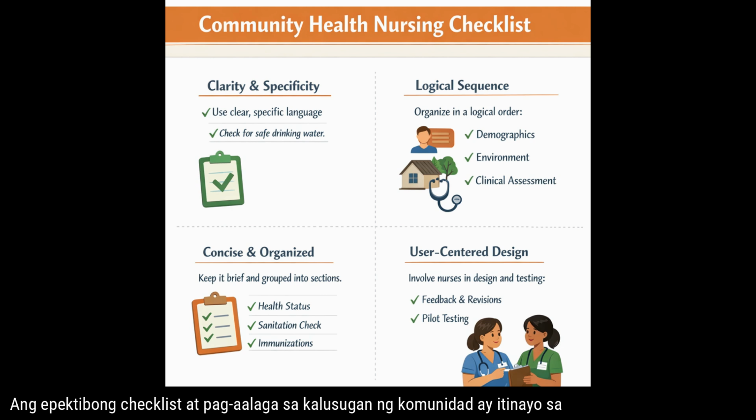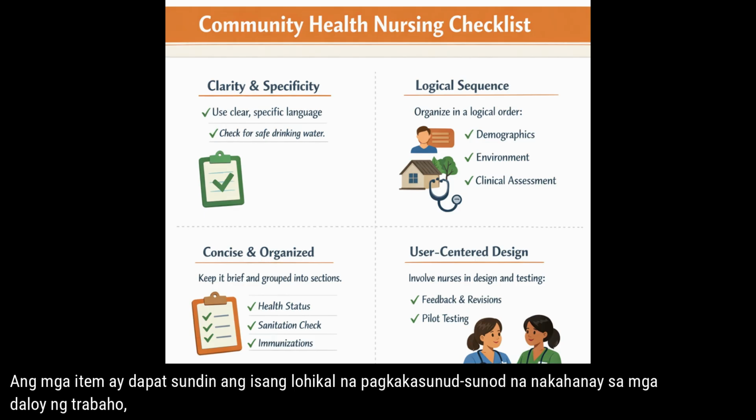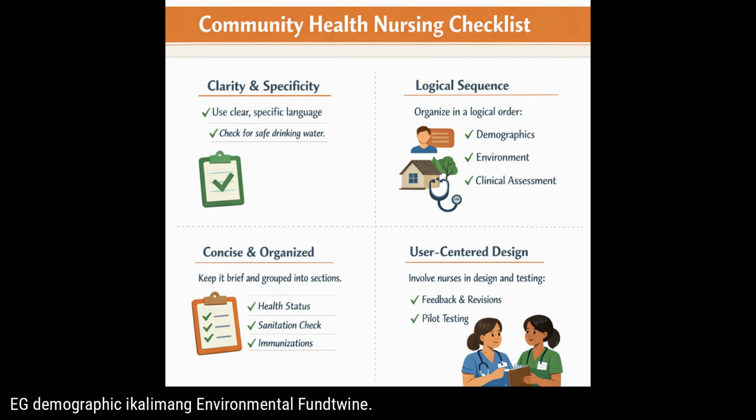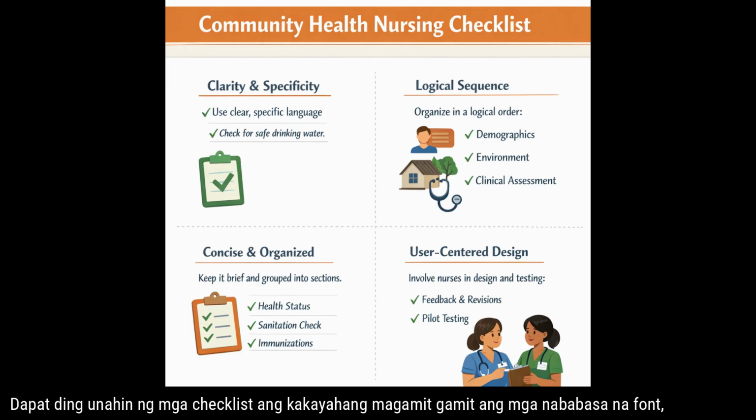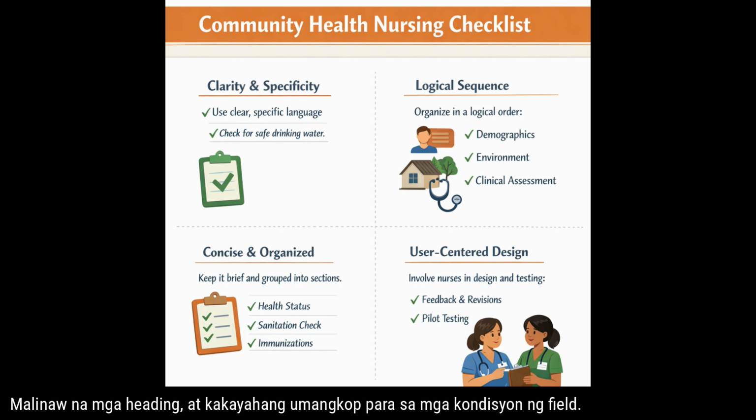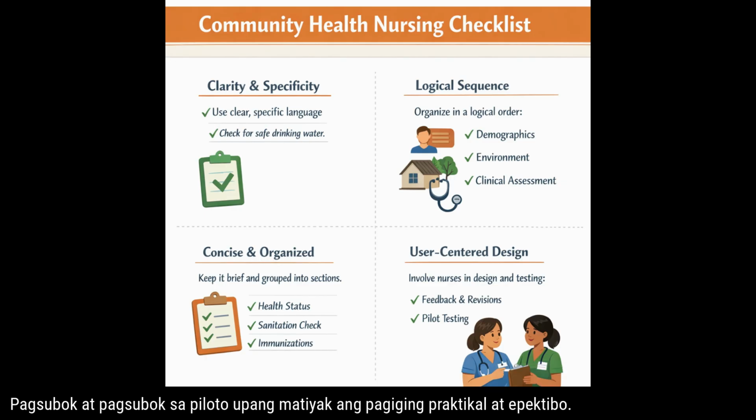Effective checklists in community health nursing are built on key principles to ensure usability and reliability. Clarity and specificity are crucial, using clear language like "check for safe drinking water," rather than vague terms. Items should follow a logical sequence, aligning with workflows, e.g., demographic, then environmental, then clinical. Brevity is essential, with concise items grouped into sections to avoid overwhelm. Checklists must also prioritize usability with readable fonts, clear headings, and adaptability for field conditions. Lastly, a user-centered approach involves nurses in the design, revision, and pilot testing to ensure practicality and effectiveness.